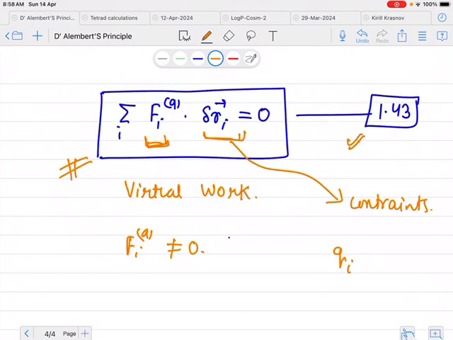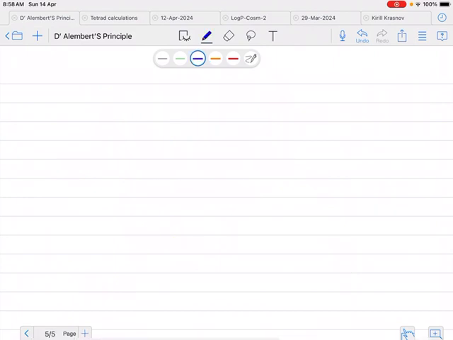But the problem is that it deals only with the statics condition. Okay, and we want a condition involving the general motion of the system. So let's see how we will deal with this problem. So to obtain such a principle, we use a device given by Bernoulli and developed by D'Alembert, and the device gives the equation of the motion.